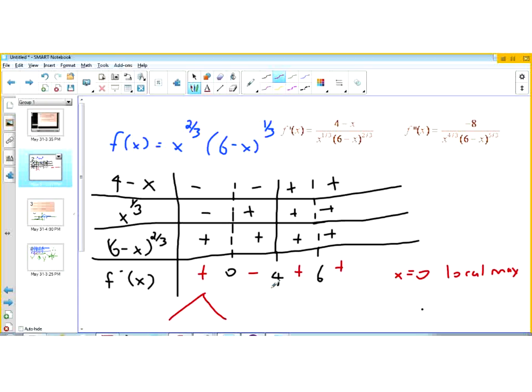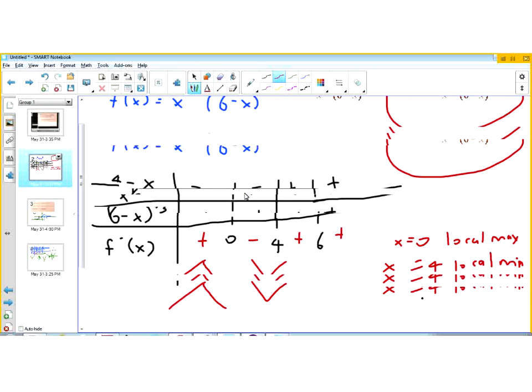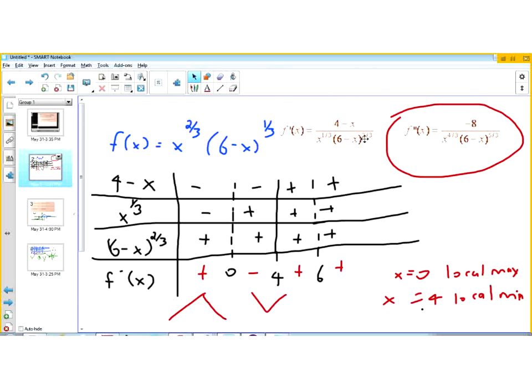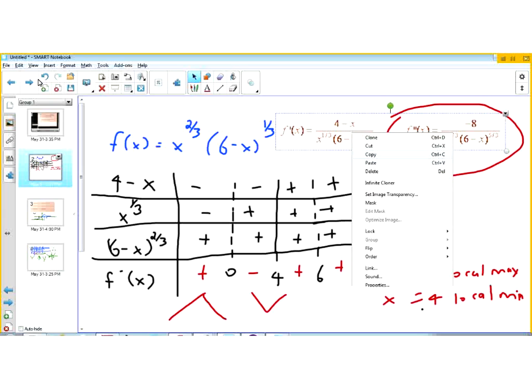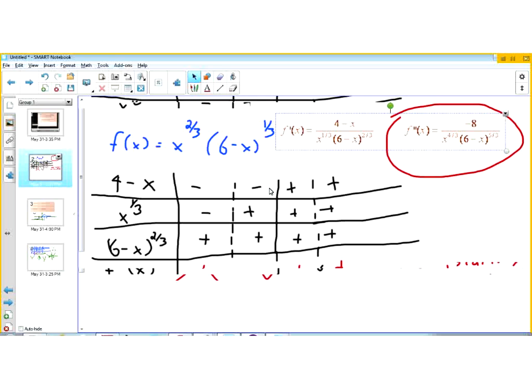And this is the increasing/decreasing test we're essentially using here. So at 4 we transition from decreasing to increasing, so x equals 4 will be a local min. Okay, so that's how you process that. And then you'll, of course, do the same thing, which we just did with this, to identify the inflection points. So let's do that. Let's identify where the inflection points are for f of x.